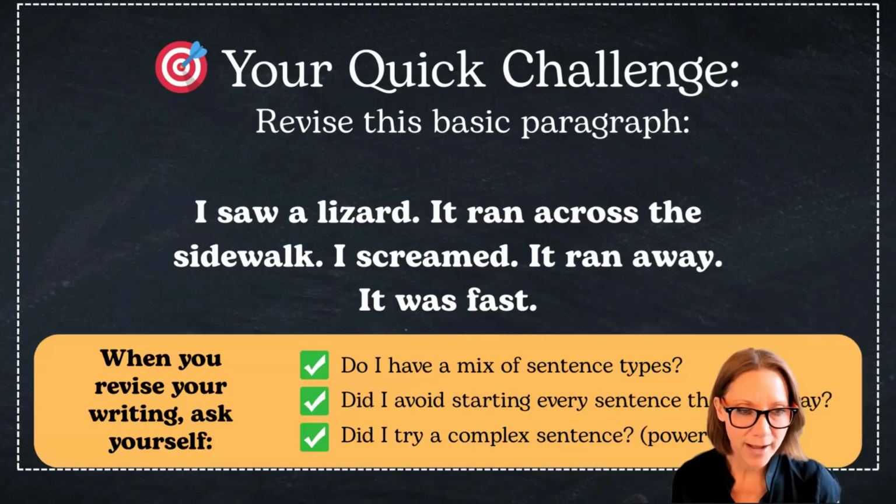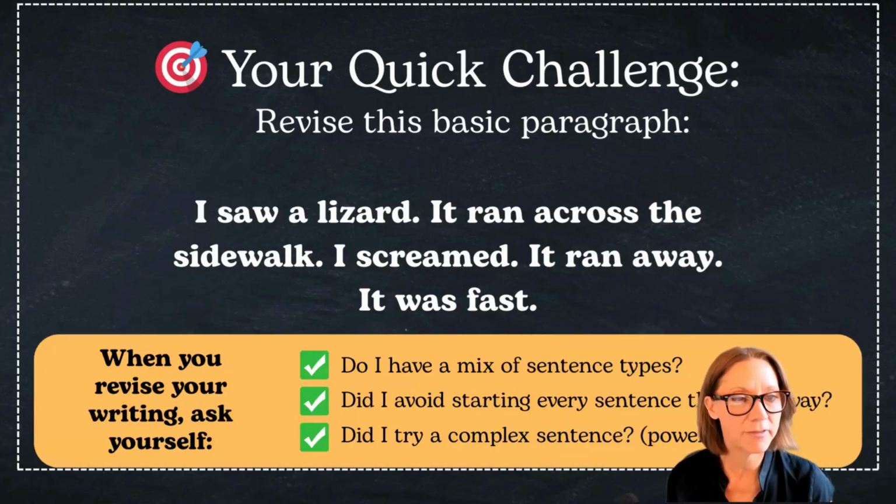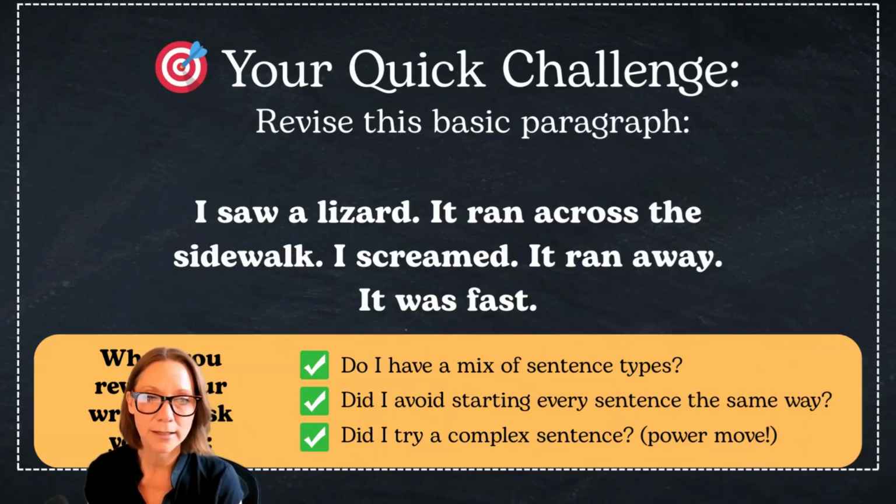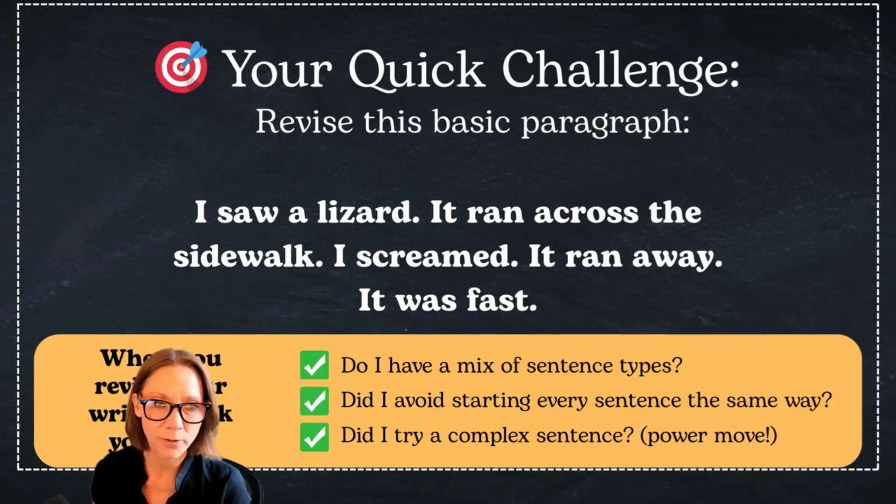Now, once you get your draft down, remember I talked about having that revision habit. Write down your thoughts immediately, quickly, simple, whatever comes out. Then you'll go back and ask yourself, do I have a mix of sentence types? Do I have a compound? What do I have in here? And did I avoid starting every sentence the same way? If they all start with I, rewrite those. You could have one or two, but not all of them. And then did I try a complex sentence? That's your power move. Make sure that you have at least one complex sentence in there. Don't make them all complex because then you have spaghetti full of oregano that probably doesn't taste good.